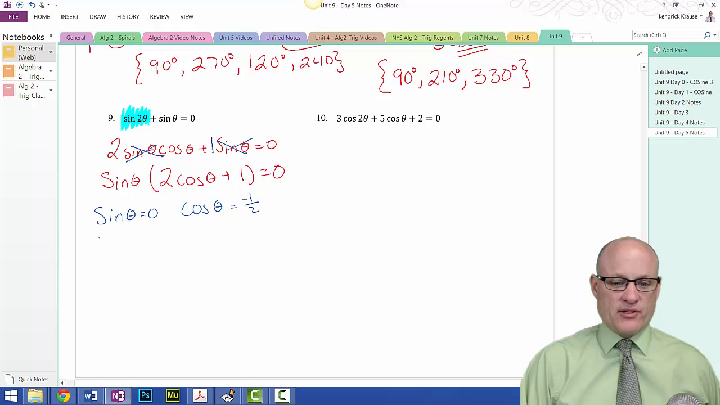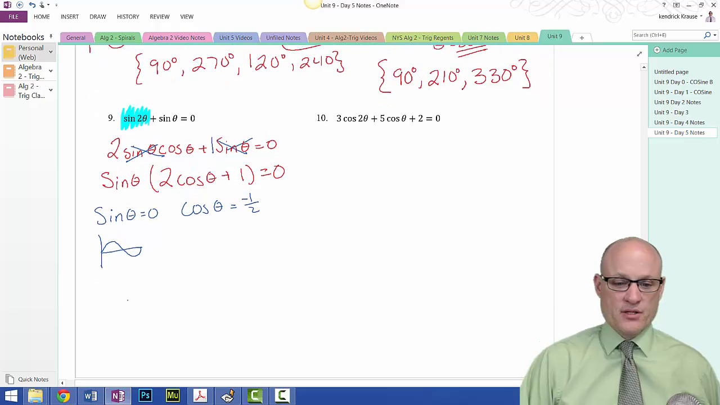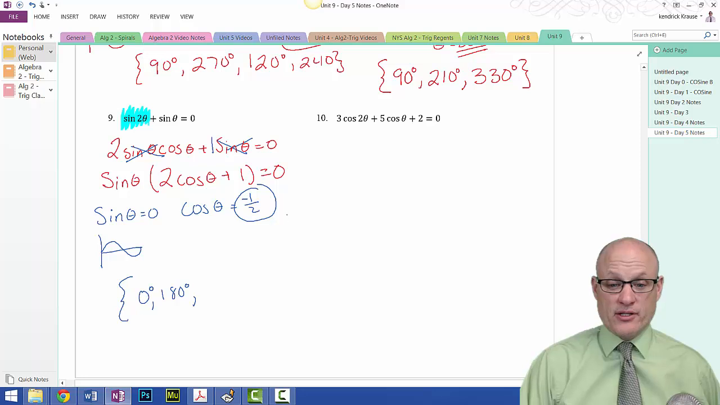So let's see, sine is 0 at 0, 180, and 360. Let's see. Nope, we're not including 360. So 0 and 180. Cosine is negative in quadrants 2 and 3, and again, my reference angle is 60 degrees. So 180 minus 60 is 120 degrees, and 180 plus 60 is 240 degrees.